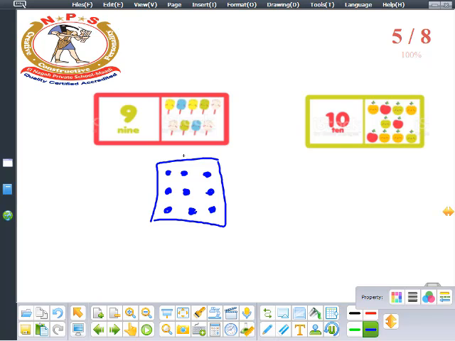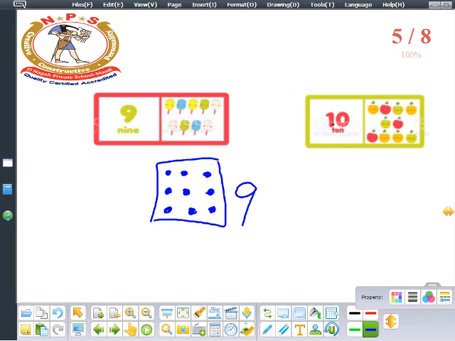9. Look, 3, 3, and 3. 1, 2, 3, 1, 2, 3, 1, 2, 3. 3 up, 3 down, 3 in the middle. When we find it like that, we know that they are how many? Excellent. 9. Well done.